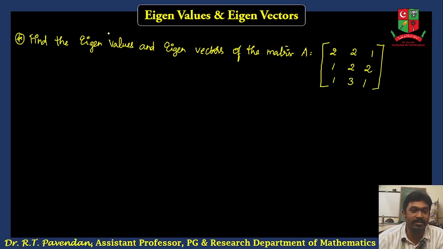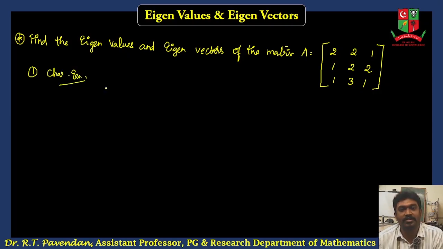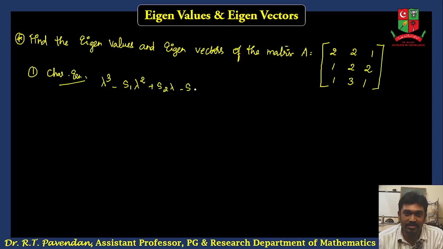The first step is to find the characteristic equation for this matrix. We assume the characteristic equation to be lambda cube minus s1 lambda square plus s2 lambda minus s3 is equal to 0. These values s1, s2 and s3 we are going to obtain from the given matrix A. So s1 is the sum of the elements of the leading diagonal. So that is 2 plus 2 plus 1, that is equal to 5.